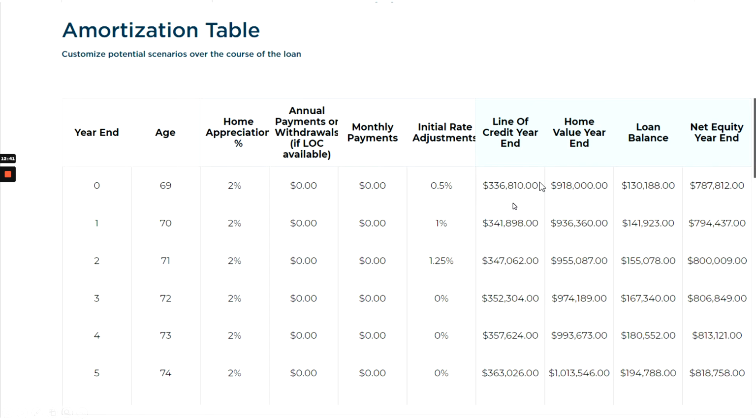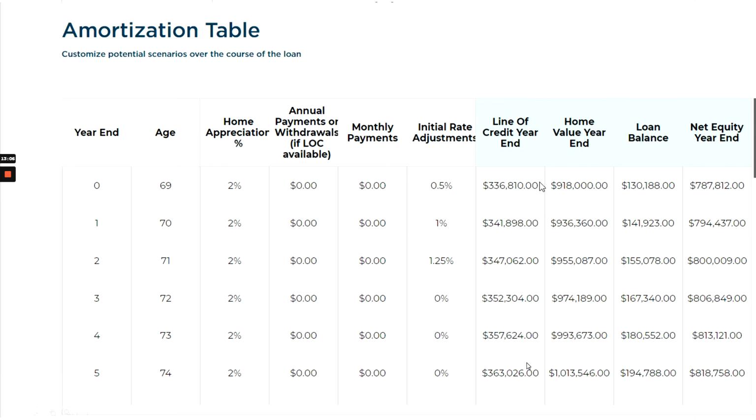Here's the reason why. On the non-HECM credit line, the growth rate is fixed at 1.5% for the first 7 years. Then after the 7th year, it stops growing. No more growth rate. On the HECM, it grows for the rest of the life of the loan. That's why it got up to $836,000.